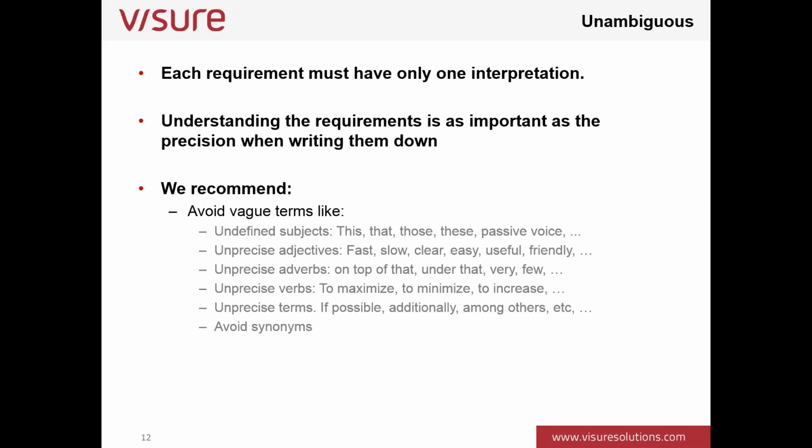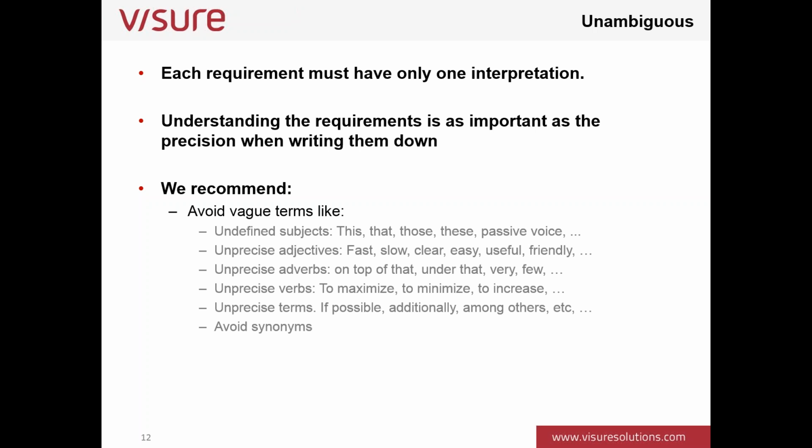Another important thing is that the requirements you're writing down must be unambiguous. Each requirement must have only one interpretation, and this is not always so easy. As I was mentioning before, understanding the requirement is as important as the precision when writing them down. There are times that we write a requirement, and even when we read it, we say, what was I trying to say in here? We must write the requirements in a way that everyone who reads them is going to understand the same.